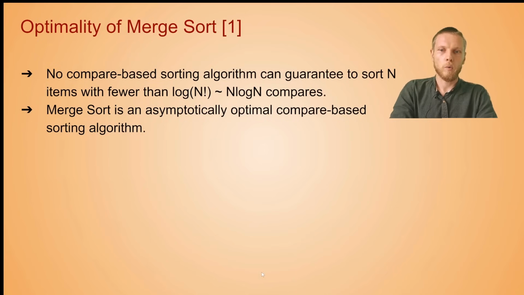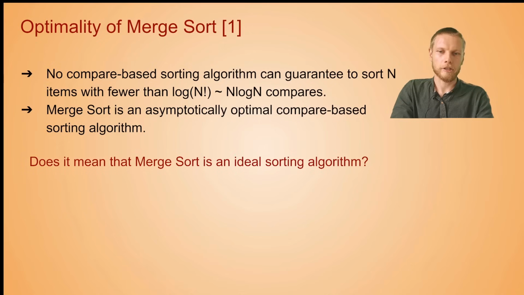Sorting algorithms are well studied and researched, and there is a proven result that no compare-based sorting algorithm can guarantee to sort n items with fewer than log n factorial compares, and this log n factorial is approximately n log n. Also, we know that the complexity of merge sort is also n log n. It means that merge sort is an asymptotically optimal compare-based sorting algorithm.